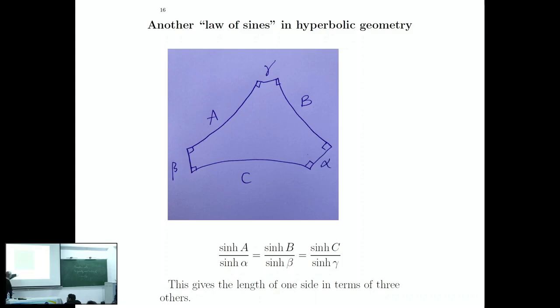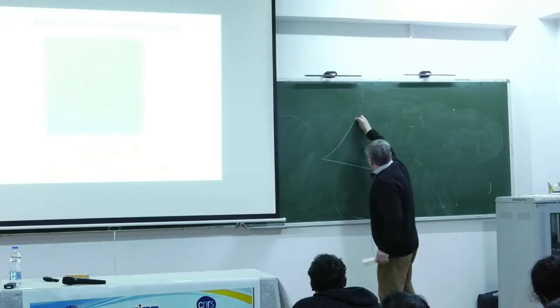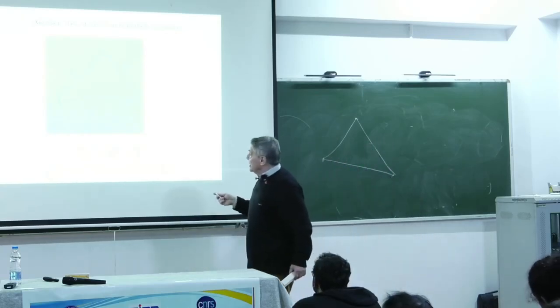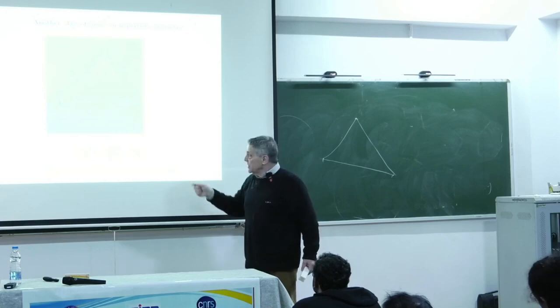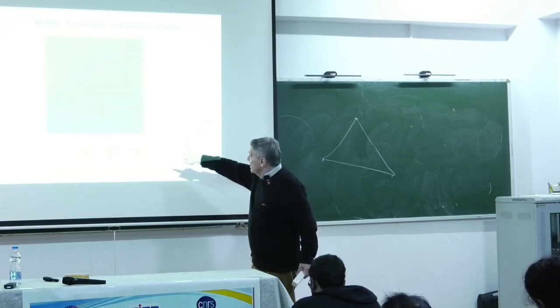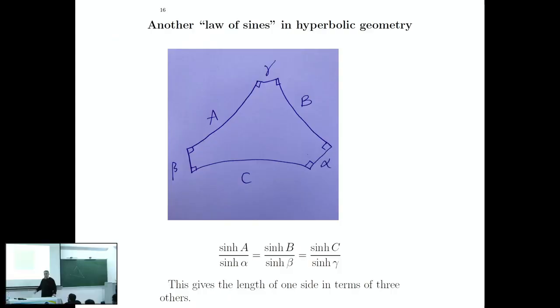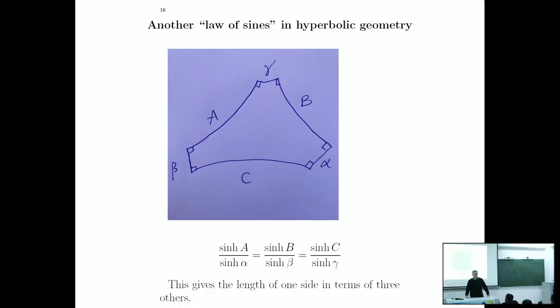So you see, it resembles. If in my picture I have drawn alpha and beta small, I could draw them very, very small, and then alpha, beta, and gamma become like angles. Just to tell you that this is another law, and then you get the law of sines, which was in my previous slide.